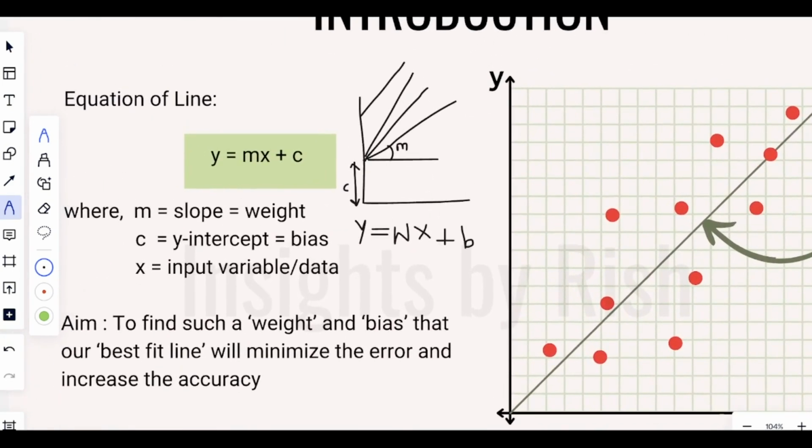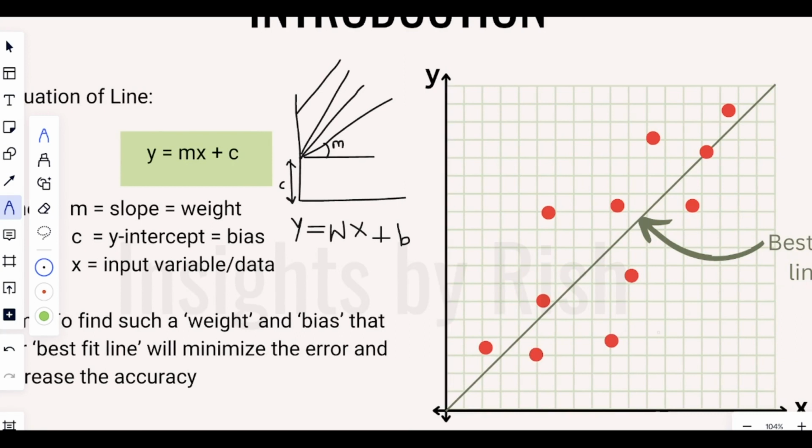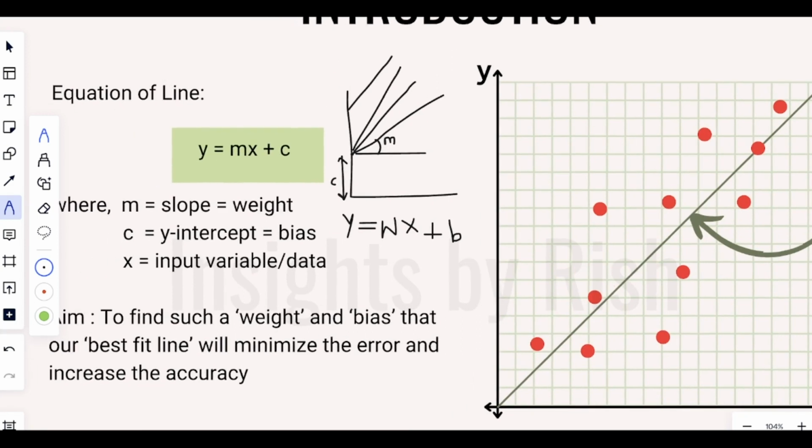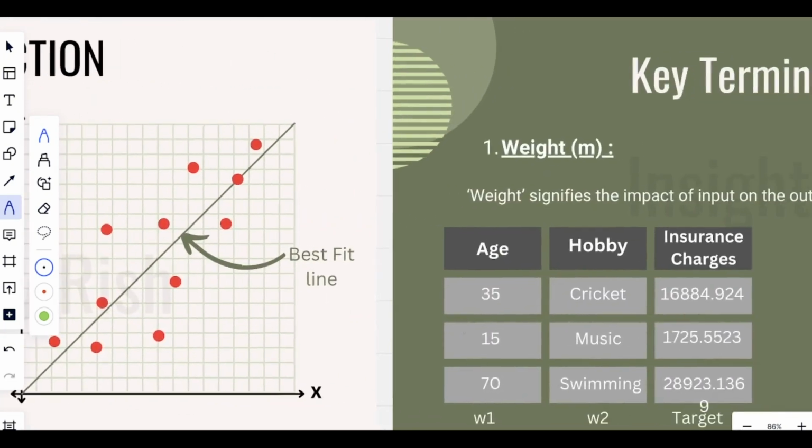Now we know that as we are changing the weight and bias, this line is changing, and we have to find such a line that has a minimum distance from all of these points. So the main aim of our linear regression is to find such a weight and bias that our best fit line, this line is called the best fit line, will minimize the error and increase the accuracy. What do you mean by best fit line?